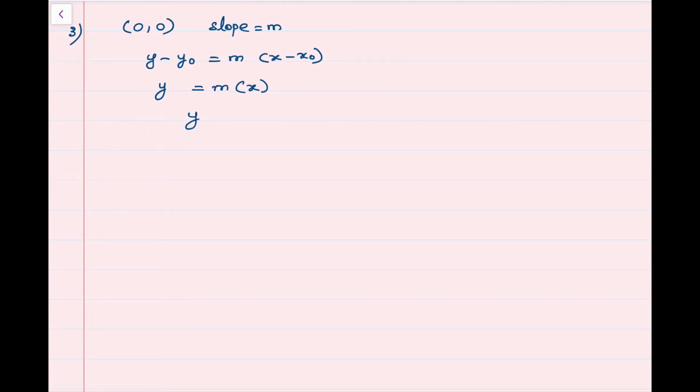The third question. Passing through the point (0, 0) with slope m. Similar type of question. We will be using point slope form. Let us write the formula. Here x0, y0 is 0, 0. X minus 0 is x. So, y is equal to mx.